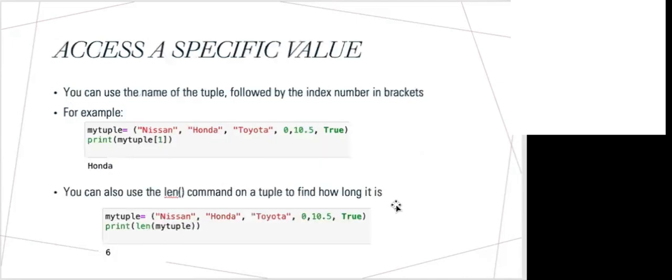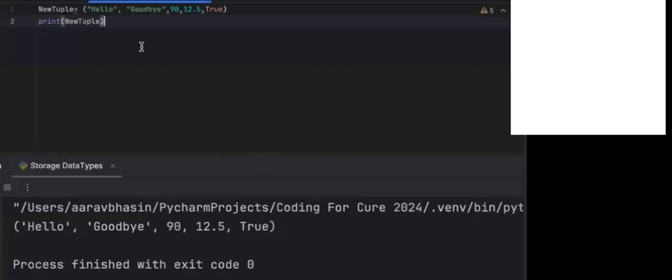So here's how to access a specific value in a tuple, which is something you might do a lot. You just write the name of the tuple followed by the index number in brackets, similar to how we did it with a list. So let's do that real quick. We can do new tuple, and then let's say I want to get access to 90, which will be 2 in the index. And we get 90, just like that.